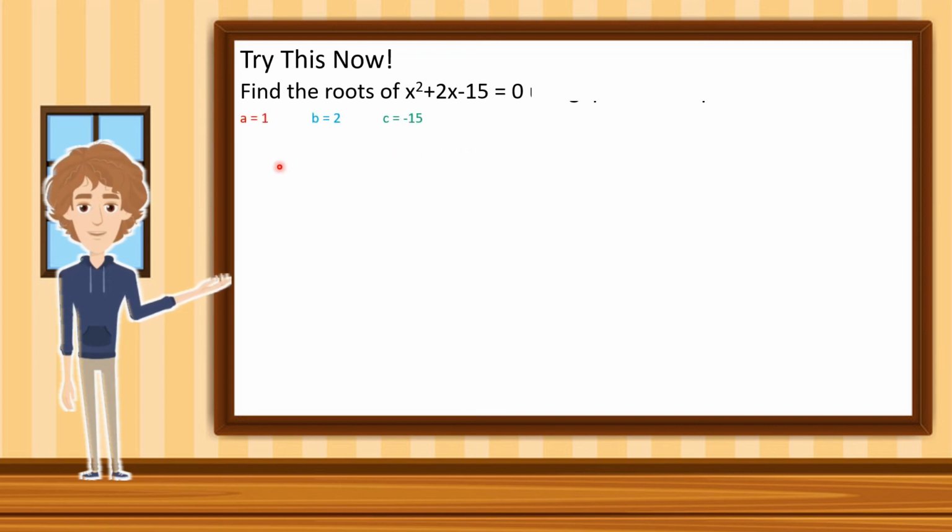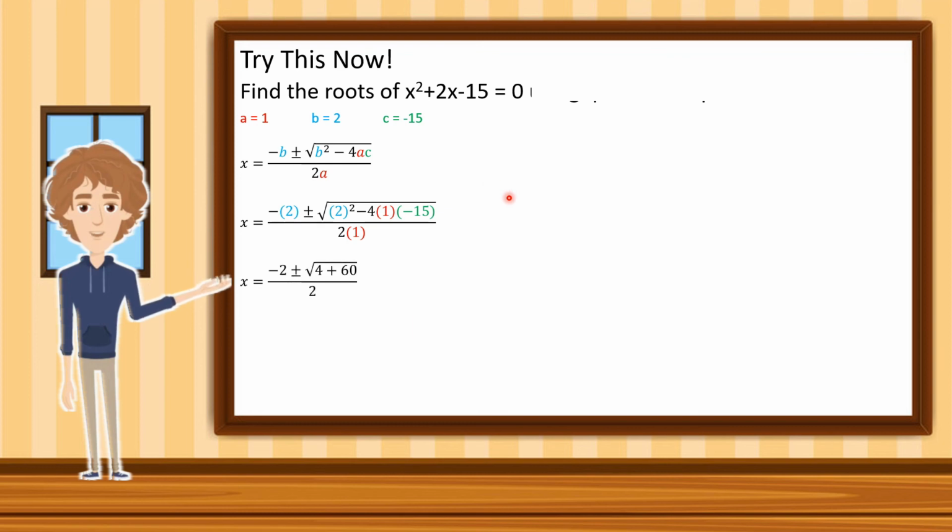First, let us determine the a, b, and c, and then substitute it in the formula. There you go. Then simplify and extract the square root of 64. We will have negative 2 plus or minus 8 all over 2. Then we can make it into 2.